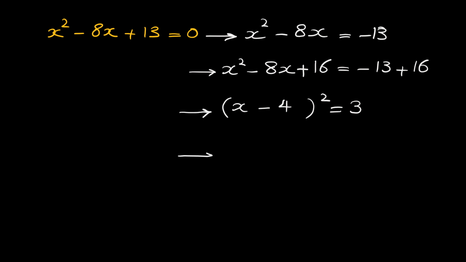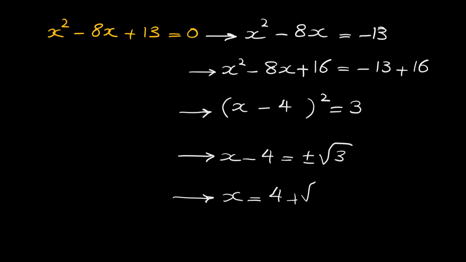We take a square root from both sides. X minus 4 is plus minus radical 3. And finally, x is 4 plus radical 3. And the other x is 4 minus radical 3. So basically this equation has two solutions: 4 plus radical 3, 4 minus radical 3. As you can see, by doing more examples, we can get faster and faster and we can do this process easier.